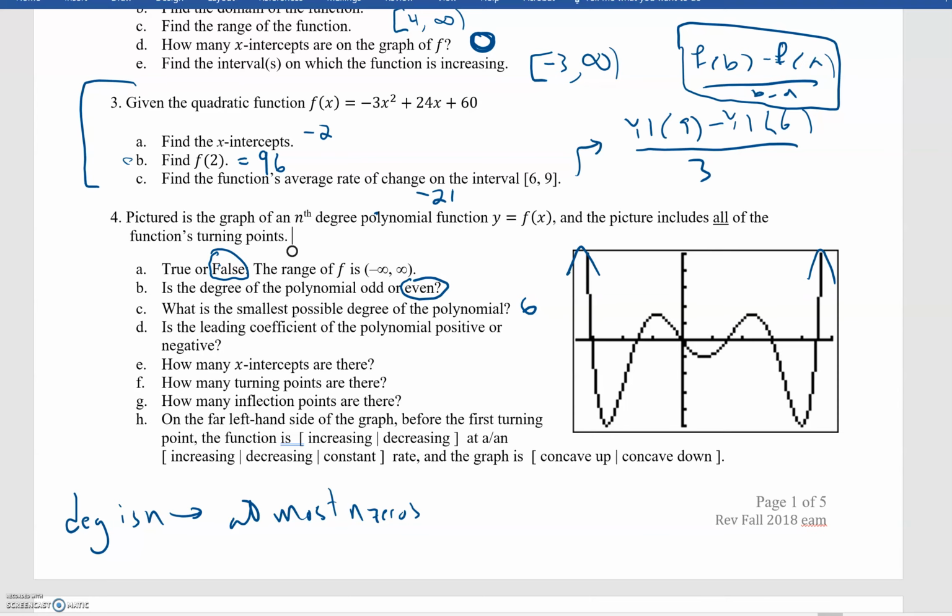Question D, is the leading coefficient of the polynomial positive or negative? Well, it's going to be positive because it opens up. If it was negative, it would look like that, or it had more bumps, but it would be going downwards. But it's not, it's opening upwards, and so it must have a positive leading coefficient. How many x-intercepts are there? Well, we just counted them, actually. There's 6 of them. How many turning points are there? That's a turning point, that's a turning point, that's a turning point, that's a turning point, and that's a turning point. So 1, 2, 3, 4, 5.